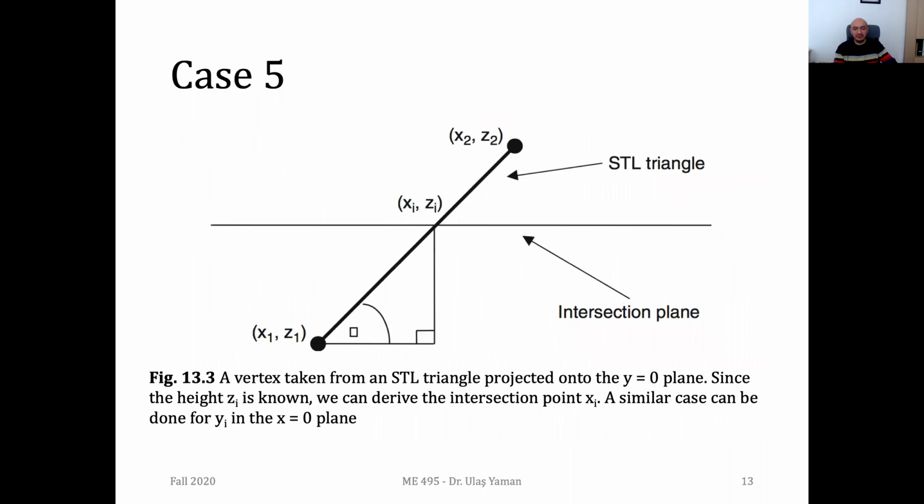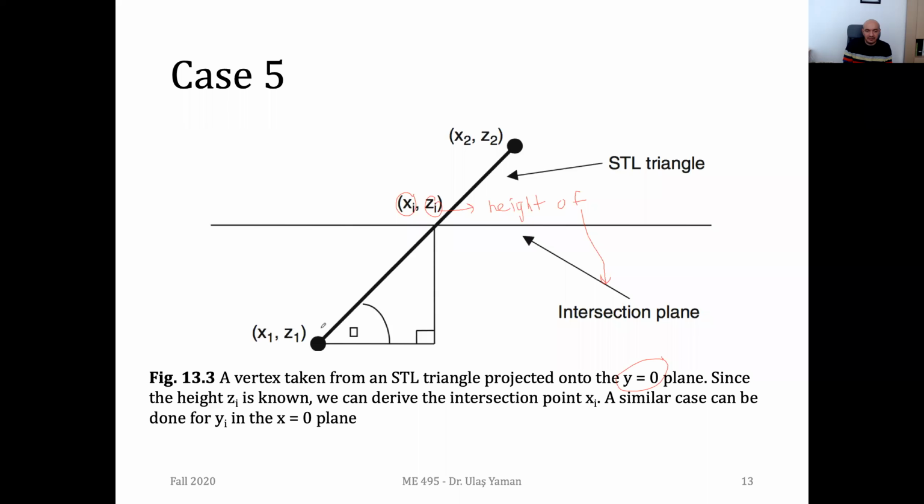So this is how we calculate the intersections. We do a kind of projection first on the y equals 0 plane, so that the x values of the intersection will be determined, since the z values are already known, since zi is the height of our slicing plane or intersection plane. We don't need to do further processing for zi.